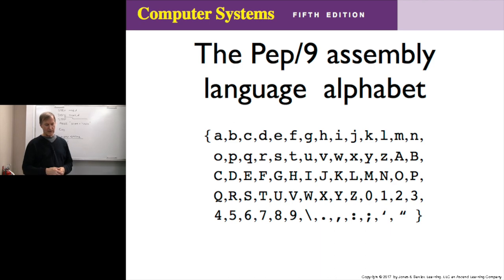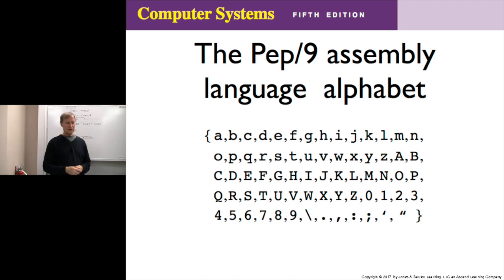Here's another example. This is the alphabet that you are going to deal with. This is the Pep9 assembly language alphabet. So what does a Pep9 assembly language program look like? Lowercase letters, a, b, c, d, e, f, g. Uppercase letters, A, B, C, D, E, F, G. The digits, 0, 1, 2, 3, 4, 5, 6, 7, 8, 9. The dash, the period, the comma, the colon, the semicolon, the single quote, and the double quote. All right? So when you just string these together, that's how you write a Pep9 assembly language program.